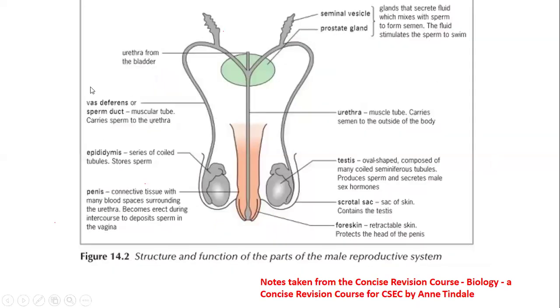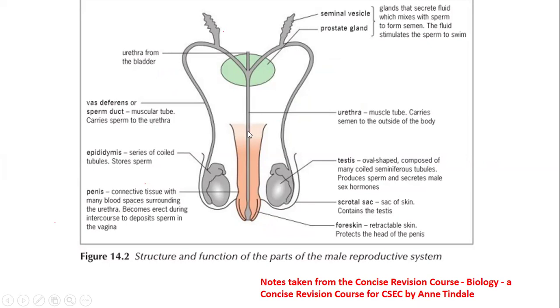Then we have the male. Ensure you know the vas deferens, the sperm duct that carries sperm to the urethra. It's been a while since I saw the male, so pay attention to it. The epididymis, which stores sperm. Then the penis, which is very evident, has connective tissue with many blood spaces around the urethra to become erect during intercourse and deposit sperm into the vagina.